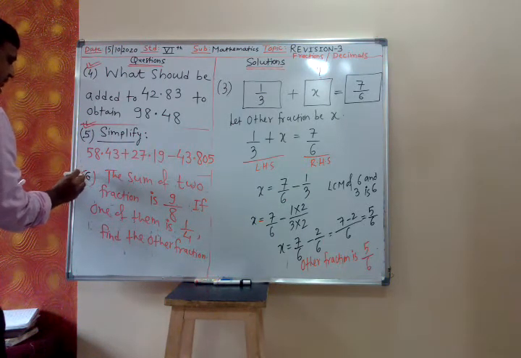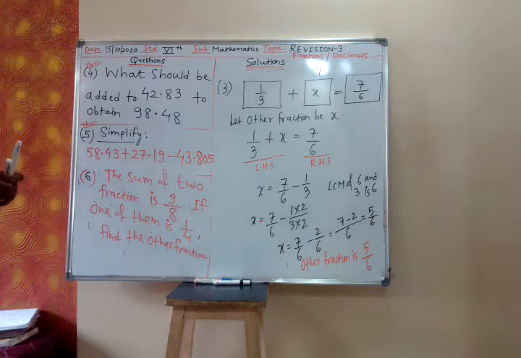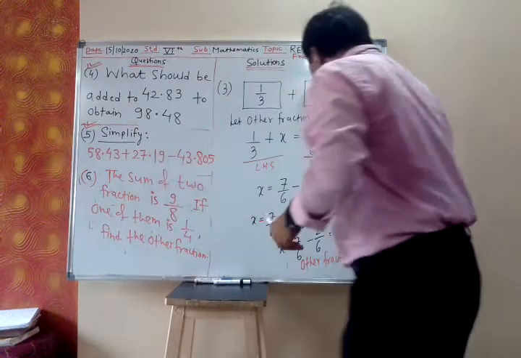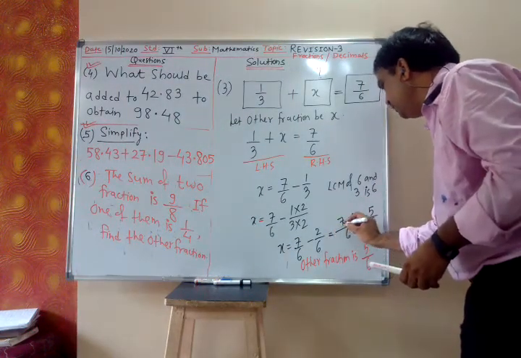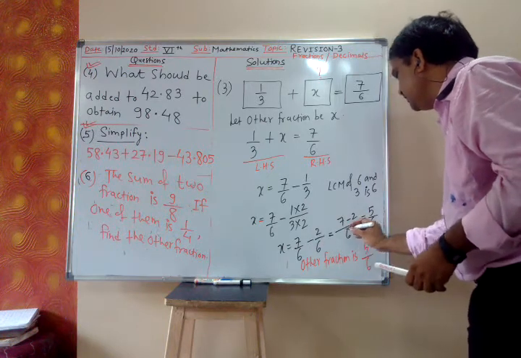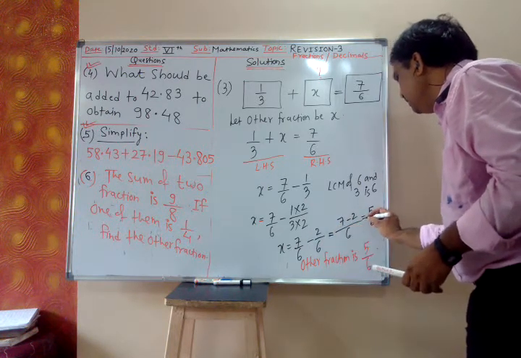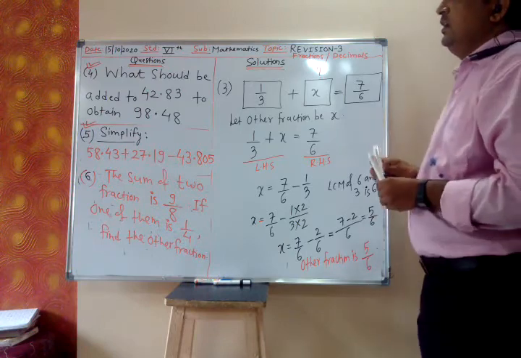See, after solving, this is equal to 7 by 2, 7 minus 2 upon 6. This is equal to 7 minus 2 is 5 by 6.